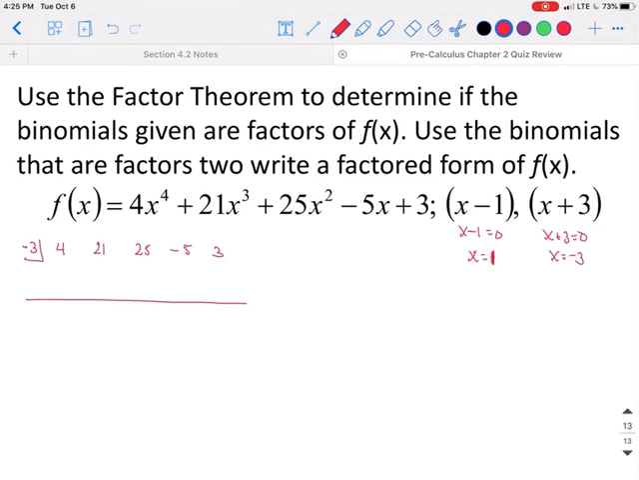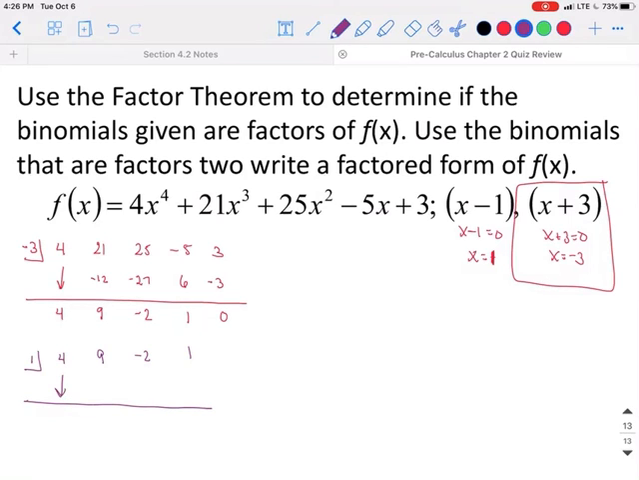So let's test the negative 3 first. So if we bring down the 4, we're going to multiply, then add down, multiply, add down, multiply, add down, multiply, add down. So we do know that x equals negative 3 is a 0 of our function, and the x plus 3 will be a factor. Since that one does work, when we go to test 1, we don't have to go back to the original problem. We can just work with what is left.